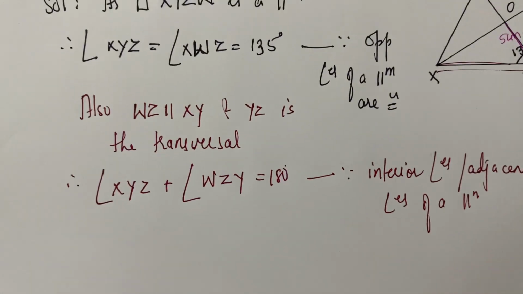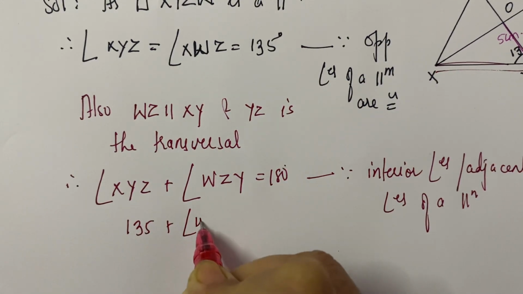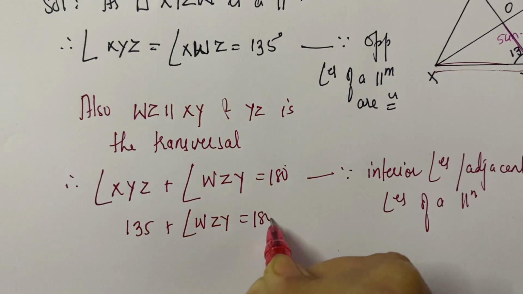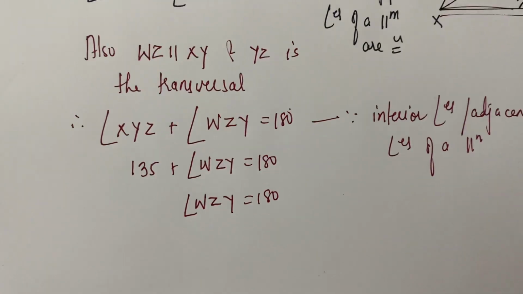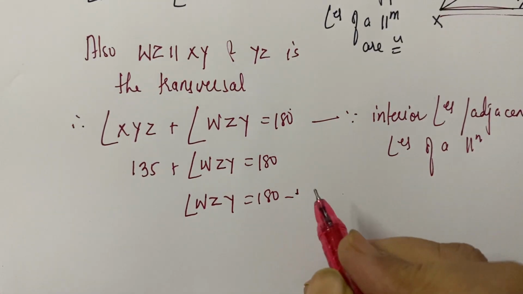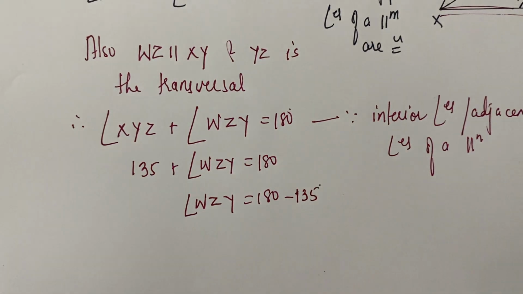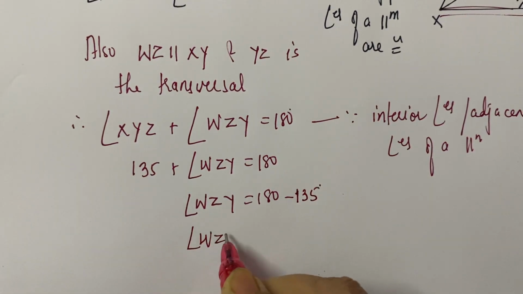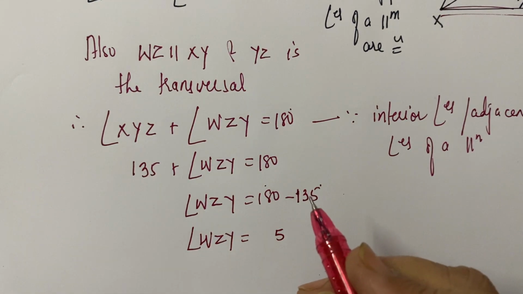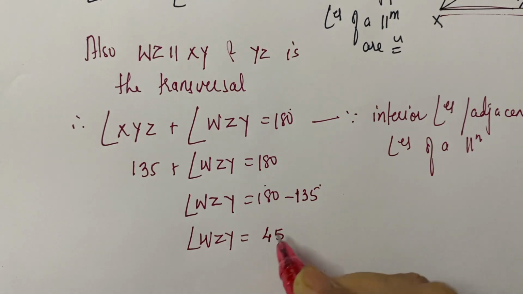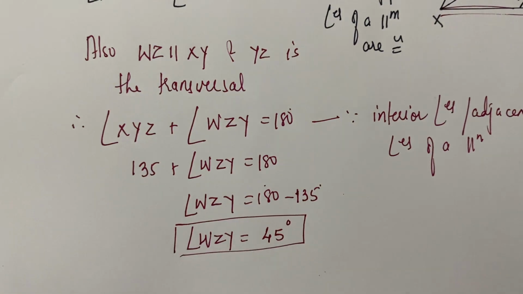Fine. Now we have the measure of angle XYZ as 135. You have to find WZY. So that will be WZY is equal to 180 minus 135. Sorry. So what will be the measure? The measure will come out to be 10 minus 5 is 5, 7 minus 3 is 4, so 45. Okay. So this is your angle WZY.